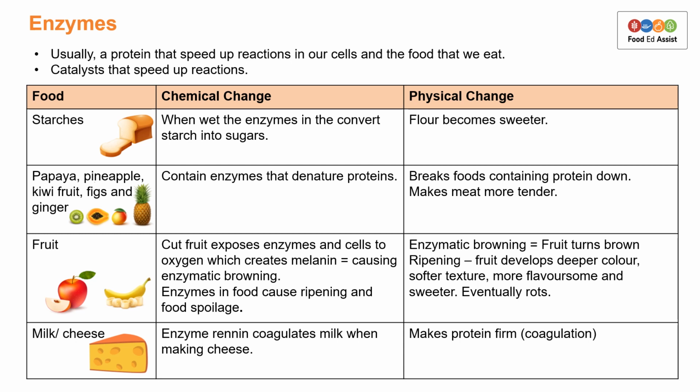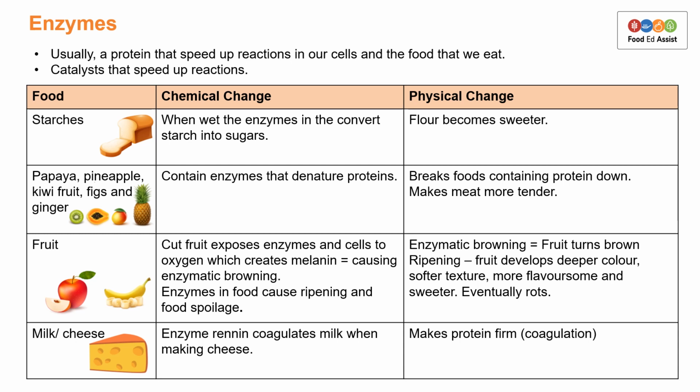Another food that happens in is papaya, pineapple, kiwi fruit, figs and ginger. They contain enzymes that denature protein. Okay, so they denature protein, and they break the food down and make the meat more tender. An example of this in cookery is adding those ingredients, papaya, pineapple, kiwi fruit, figs and ginger, to a marinade, and that will actually help make meat tender because they break down protein bonds.